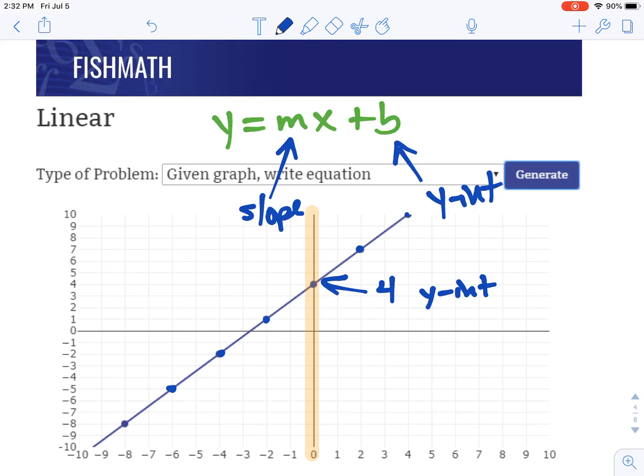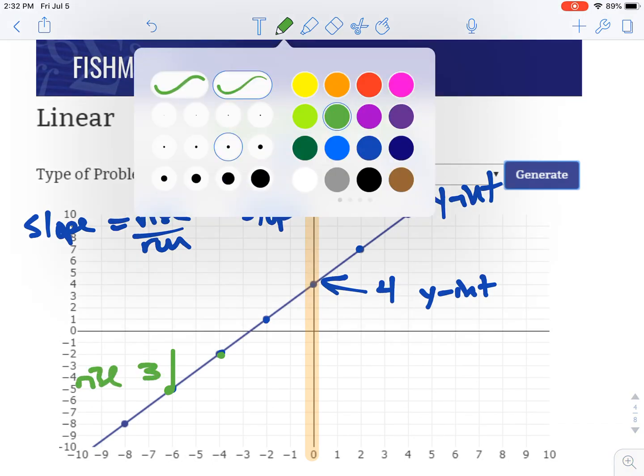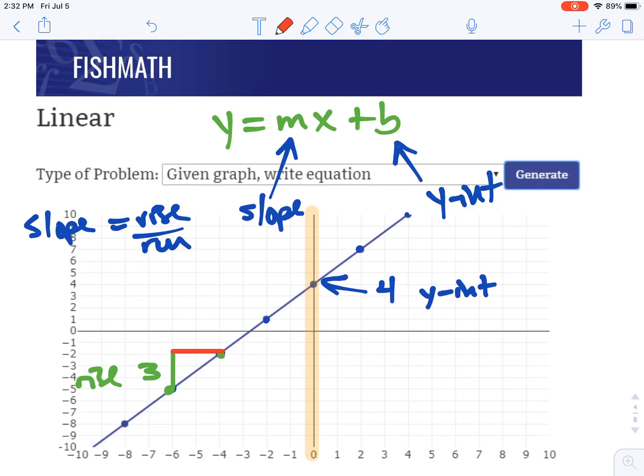Now we've got to find the slope. The slope is always the rise over the run, or the y change over the x change, same thing. So we pick any 2 points, and we're going to find how much the rise is between those 2 points and how much it runs between those 2 points. I'm going to pick just these 2 points down here because they're close together. They're pretty easy to count. So if you look here, it goes up 3. So our rise is 3, and the run is 2. So our slope is going to be the rise over the run, which is 3 over 2.